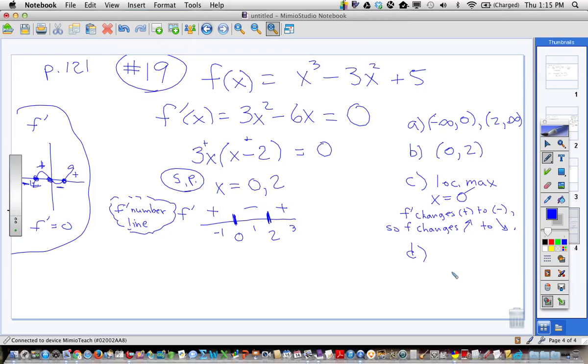All right, that's what it looks like. And so any local max, local min problem is going to look like that. We do F prime, we set equal to 0. That's our stationary points. We put them on a number line, gives us our plus minus information, which we used to get off an F prime graph, and away you go.